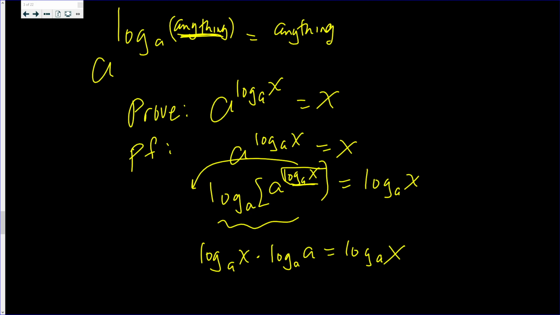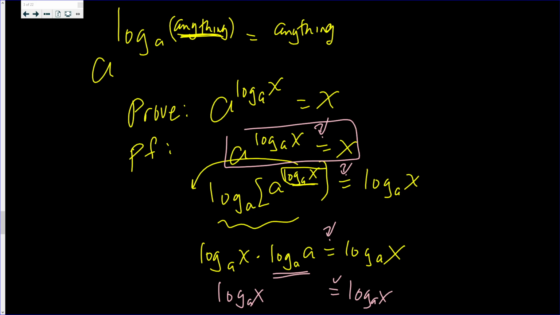I got what's going on. This statement is true if and only if that statement is true. But this last statement is true because that's 1. And log base a of x times 1 is log base a of x. And it certainly equals that. So it turns out that they're all true.